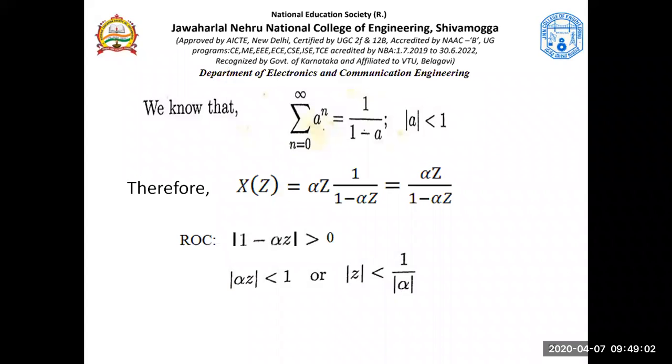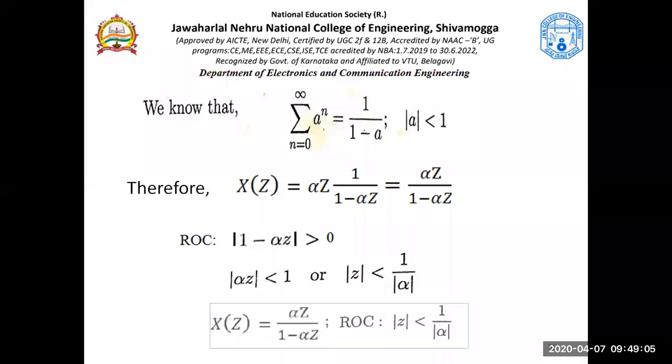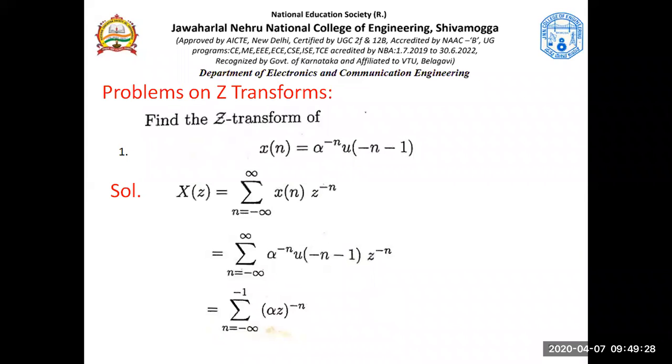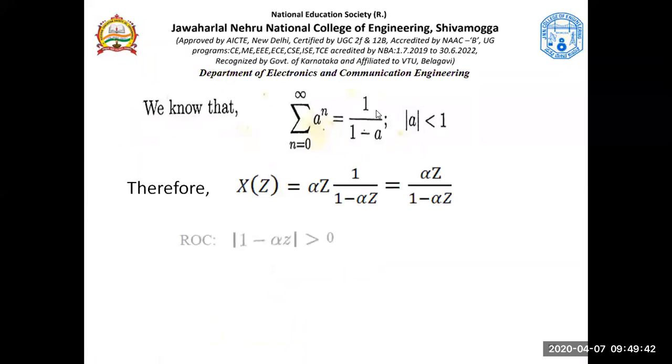Now, this is the result we have got. Get this, everybody. X of z equal to alpha z by 1 minus alpha z, whose ROC is magnitude z less than 1 by alpha. Understand this point? This problem is important, because we are learning how to deal with that summation. If you understand how to deal with this summation, the rest everything is easy. So you should know how to deal with the summation, and also you should know how to find out the ROC. Two simple things, you're through.